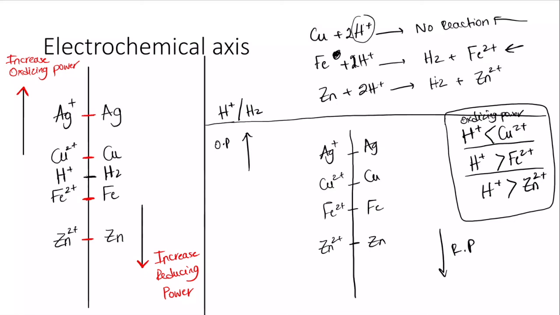So the reaction between the hydrogen H+ ions and a metal is an oxidation reduction reaction, or we can have a reaction between Cu2+ and H2 to give us H+ and Cu, which is also an oxidation reduction reaction.